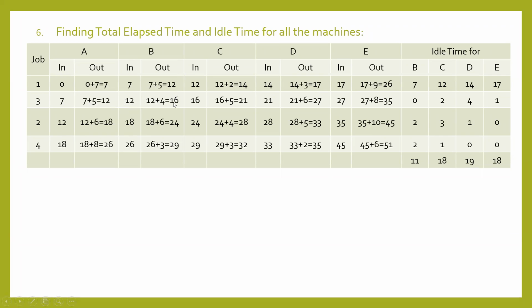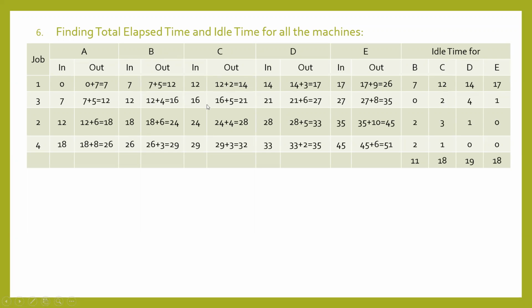Now, what about this one? Here, machine C processes job number 1 and completes in 14 hours. After 14 hours, it is waiting for the other job to come, because the other job is still getting processed on machine B. So the maximum of 16 and 14 is 16, and that is what will be the in for machine C here. And the difference between 16 and 14, that is 16 minus 14, which is 2, will be my idle time for machine C.